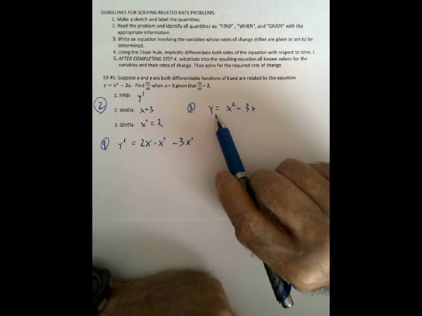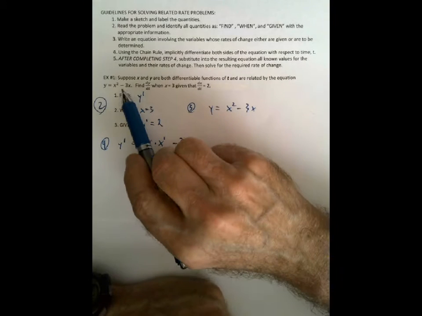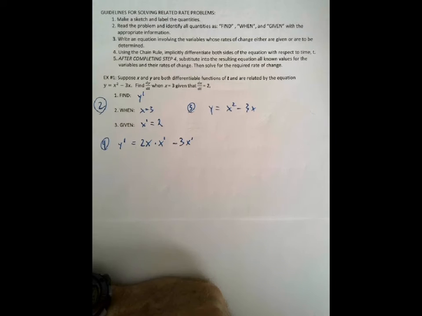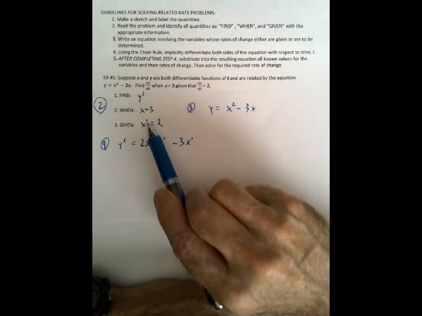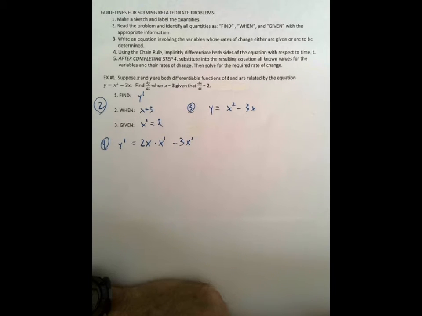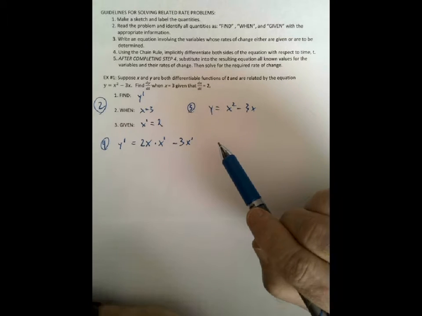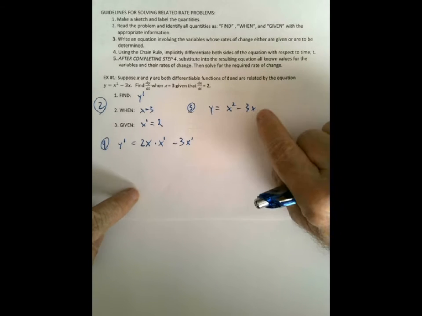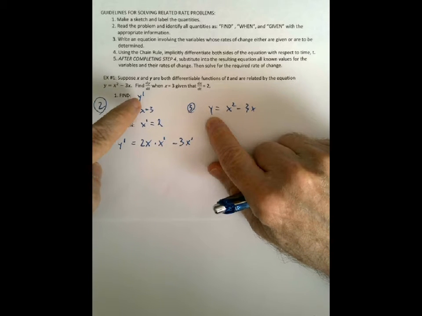Then for step 3, we have to specify an equation. In this case, they gave it to us. Usually we've got to figure out what it is. But here, they give us the equation that relates the quantities we're working with, x and y, together in one formula. We had to do the same thing for the optimization problems. Now, what's different is that we're not interested in solving for y. We want to know y prime.